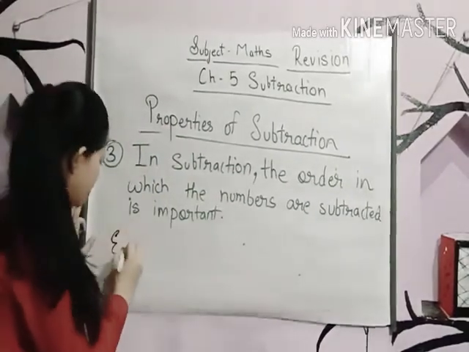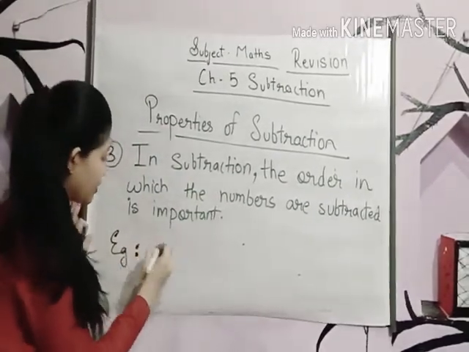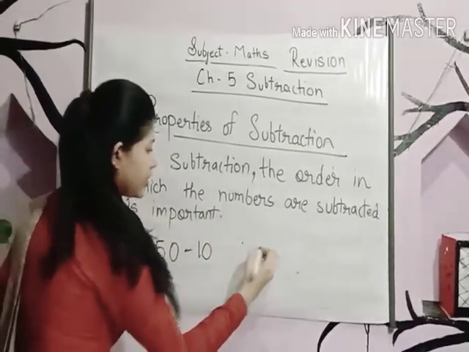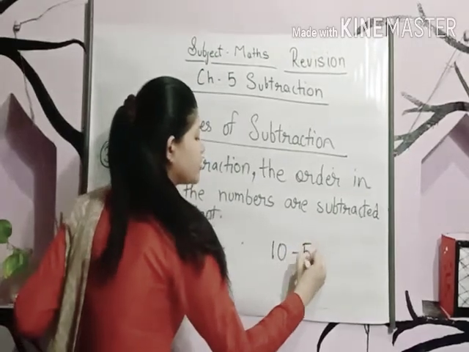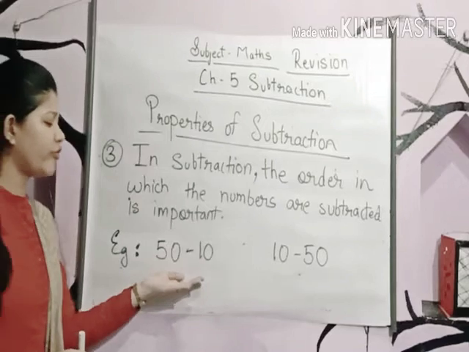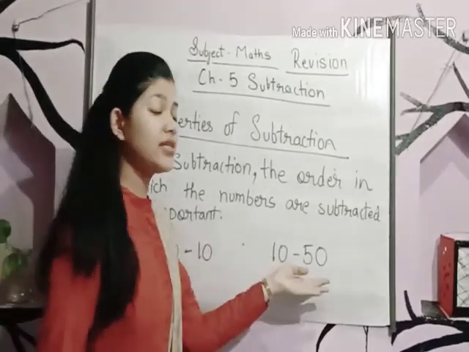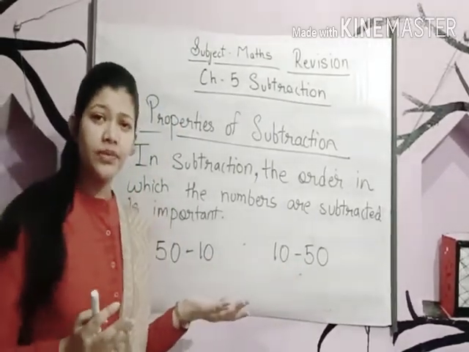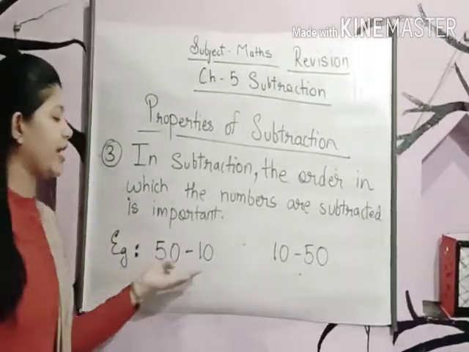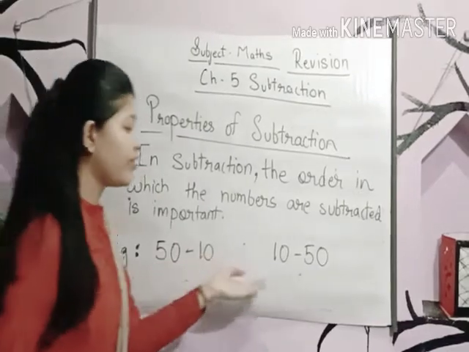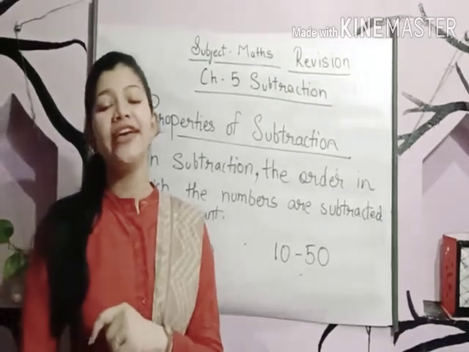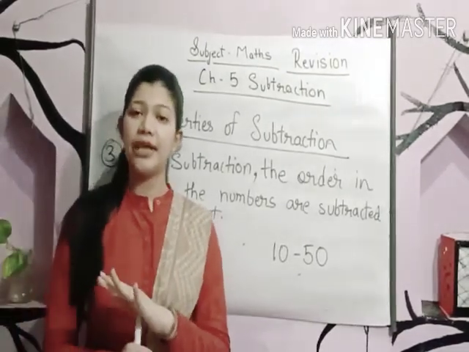If I give you the numbers 50 minus 10 and 10 minus 50. Now can you tell me whether the difference of 50 minus 10 and 10 minus 50 can be the same? No, it is not possible. If we subtract 50 minus 10, the difference will be 40. And if we subtract 10 minus 50, then the difference will not be 40. The answer will not be the same.